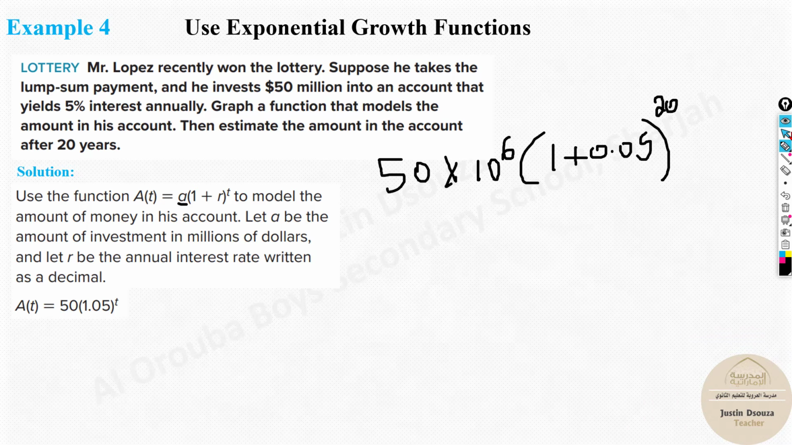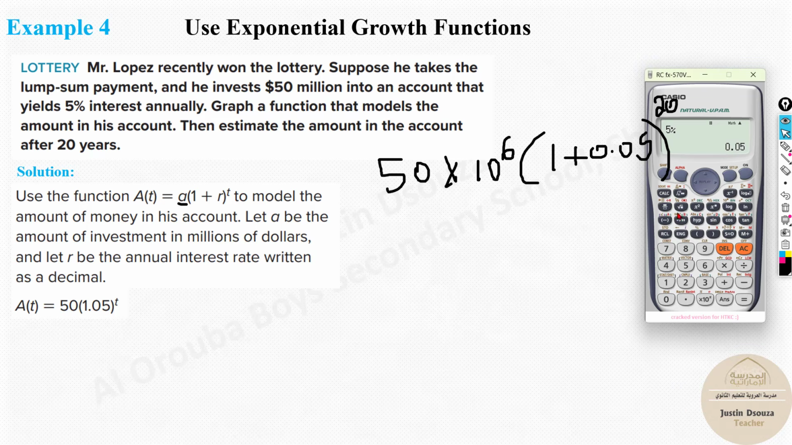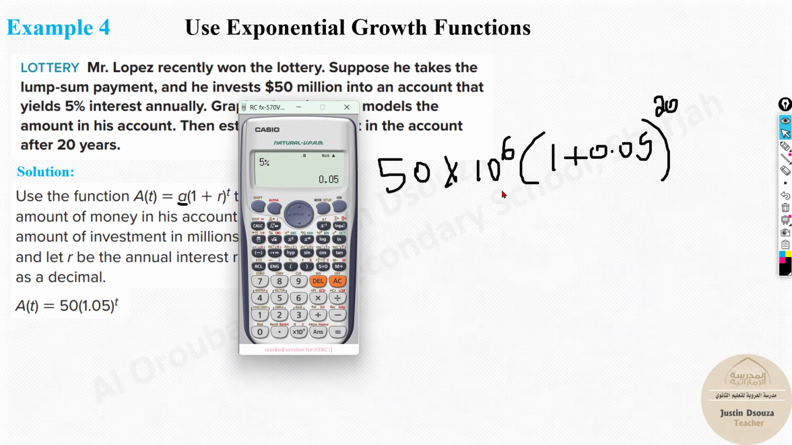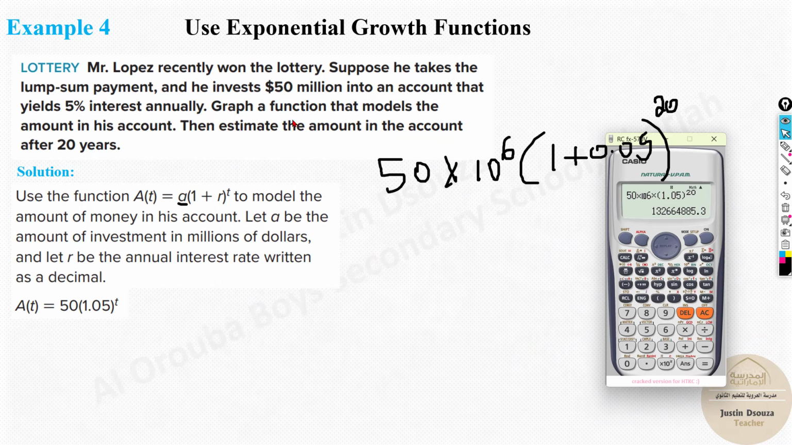Now if you just put it in the calculator, you will get the amount after the growth after 20 years. We'll just try this. 50 into 10 to the power 6 multiplied by 1.05, just added up, 1 plus 0.05 is 1.05, to the power 20. The answer is, oh, it's huge. It is 132,664,885.3 basically.